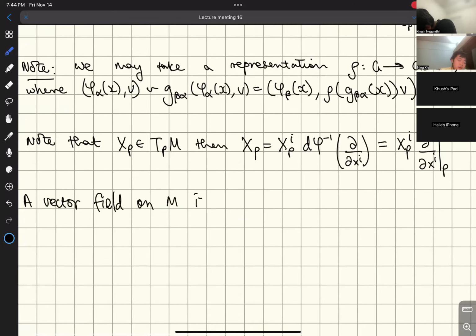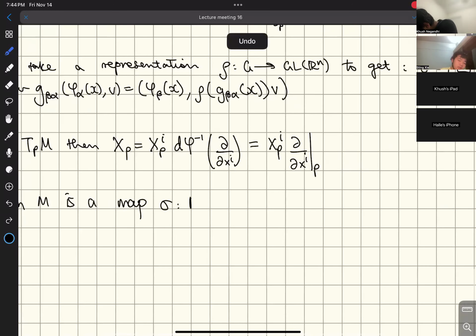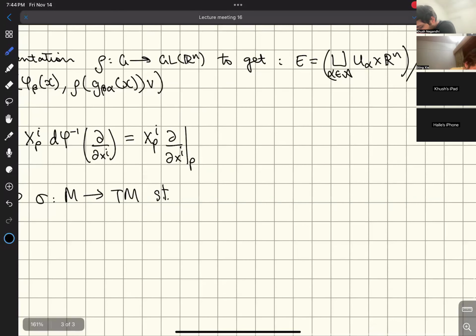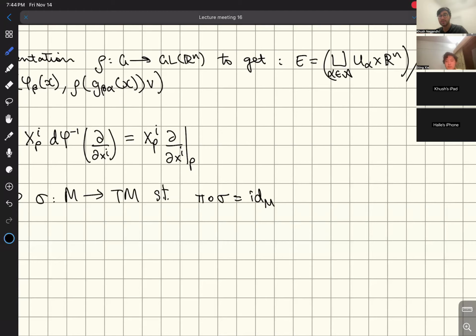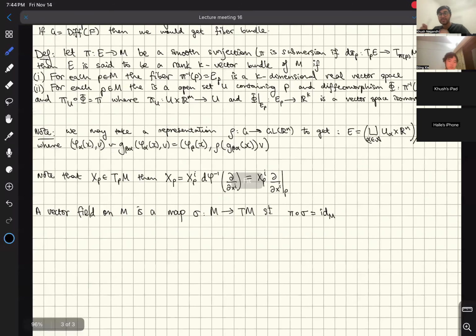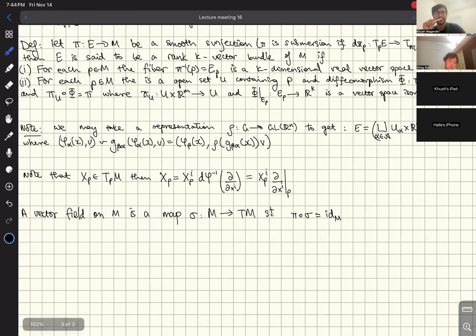In this case, a vector field on M is a map sigma from M into the tangent bundle such that if I do sigma and then I do pi, I want it to be tangent. So P wants a tangent vector at P; P does not want a tangent vector at Q. All this says is that this is the identity on M. So this is all a vector field is: at each point, you give me a tangent vector.